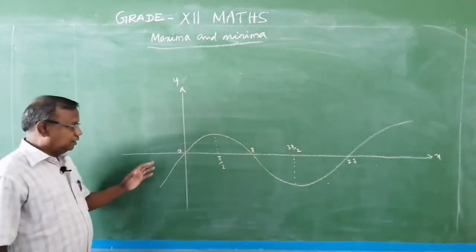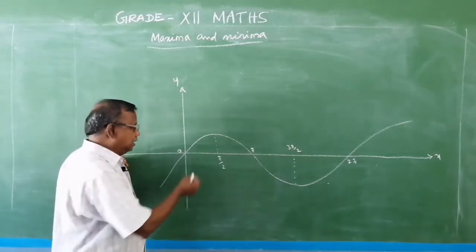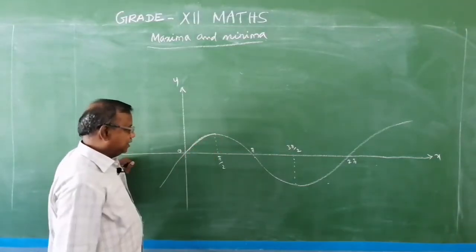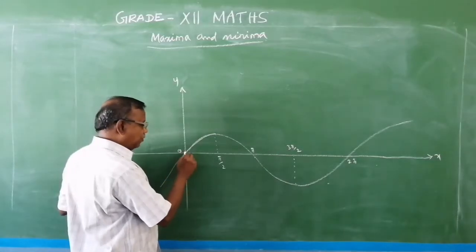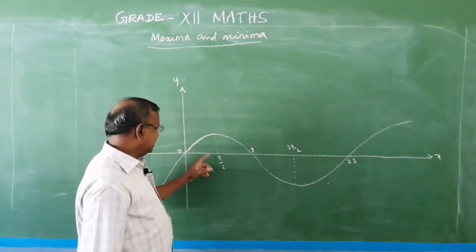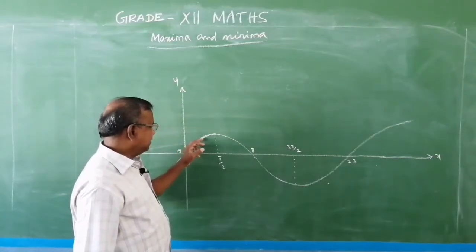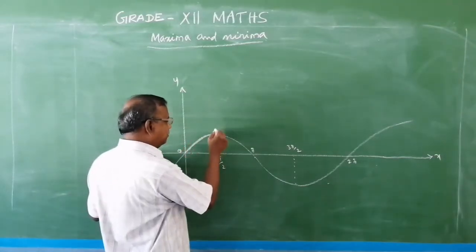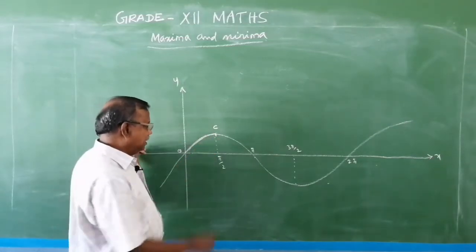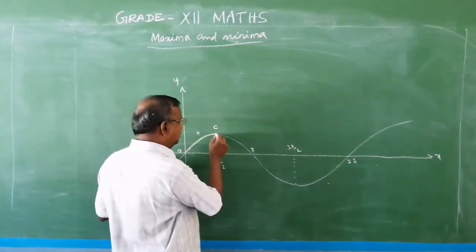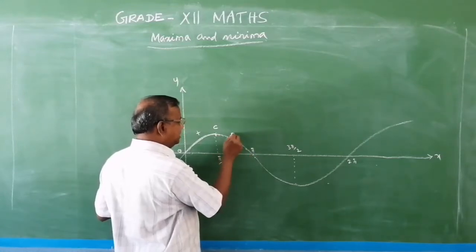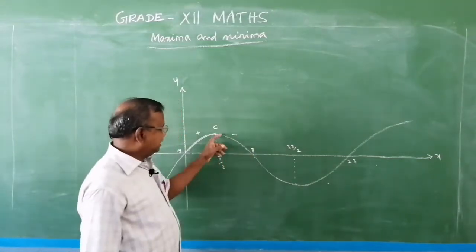Now, here in this curve, the part from 0 to pi by 2 is an increasing function. The function is increasing as x increases. For every increment in x, the function also gets its maximum value. Let C be the point at pi by 2, where the function attains its maximum. The slope is positive before it, and from this point C till pi, the slope is negative because it is a decreasing function.